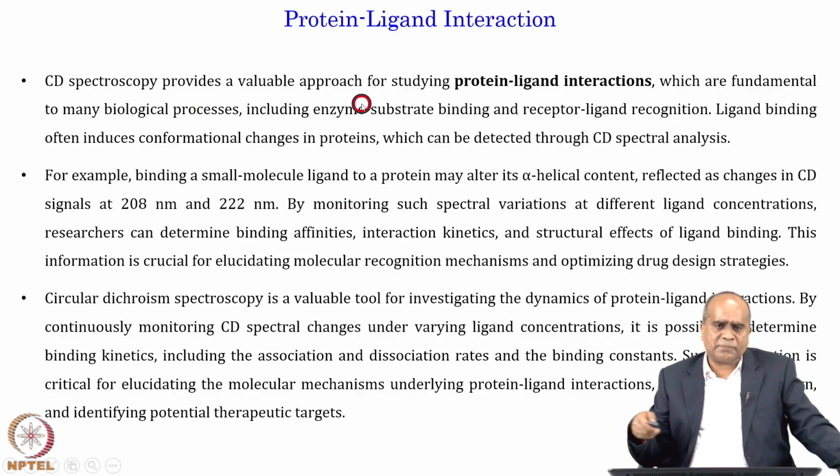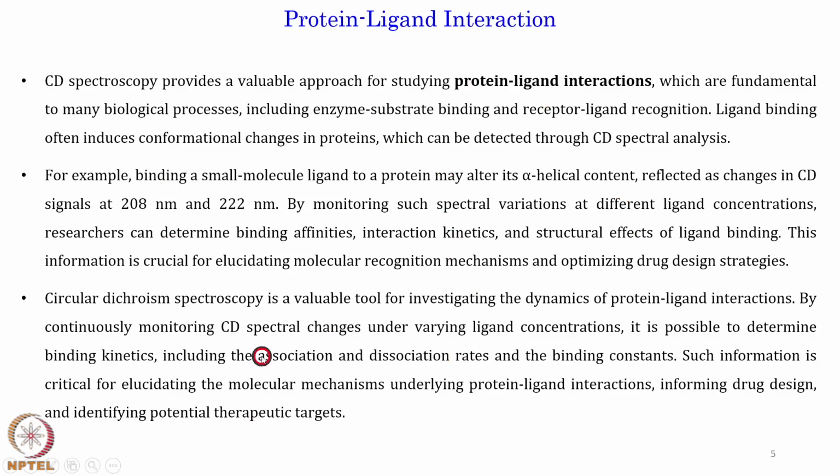If we record a spectrum and some change is happening at 202 or 222 nm, by monitoring the spectral signatures you can find out what kind of conformational change happens. Not only conformational change, you can determine the binding affinity, the interaction kinetics and so forth. So CD becomes a valuable tool for investigating the dynamics of protein-ligand interaction, right. You can continuously monitor the CD signal, see what kind of changes are happening, and quantify them to get the KD, the binding constant, of these proteins, right.